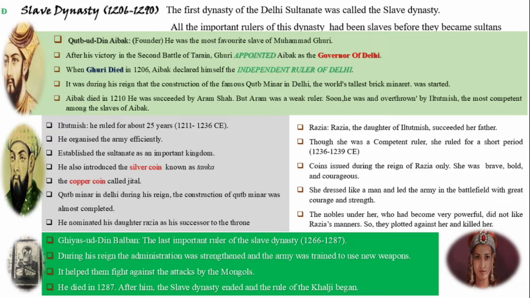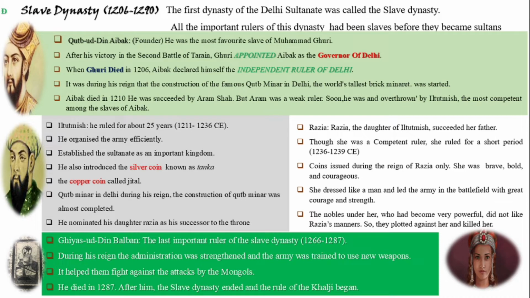The first dynasty of the Delhi Sultanate was the Slave dynasty. The important rulers of this dynasty were slaves before they became sultans. The first person who founded the Slave dynasty was Qutbuddin Aibak, the favorite slave of Muhammad Ghuri. After the victory in the second battle of Tarain, Muhammad Ghuri appointed Aibak as the governor of Delhi. After the death of Muhammad Ghuri in 1206, Aibak declared himself an independent ruler of Delhi.